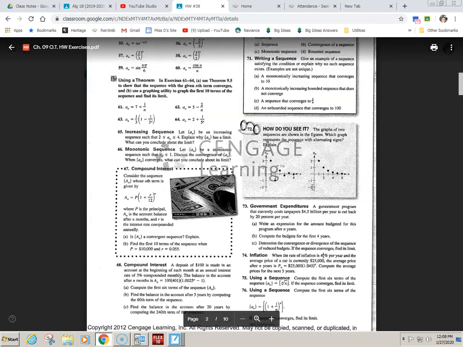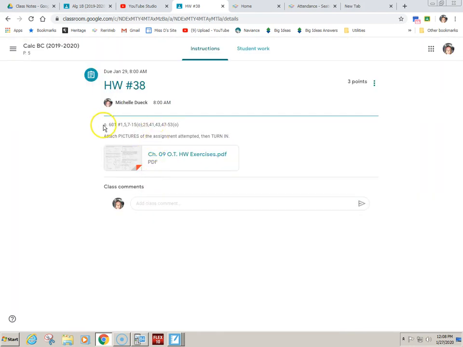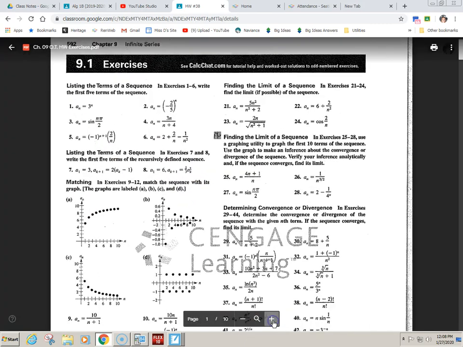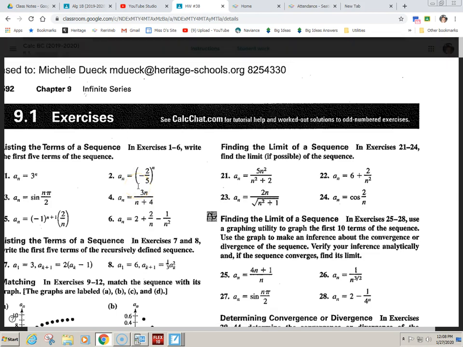Don't just start. Guys, listen. Hold on. What's the first page that you see? 592. What's the first page of homework? Why did I do that? Because we've already covered sequences, not series. This is their homework coverage of sequences, not series.